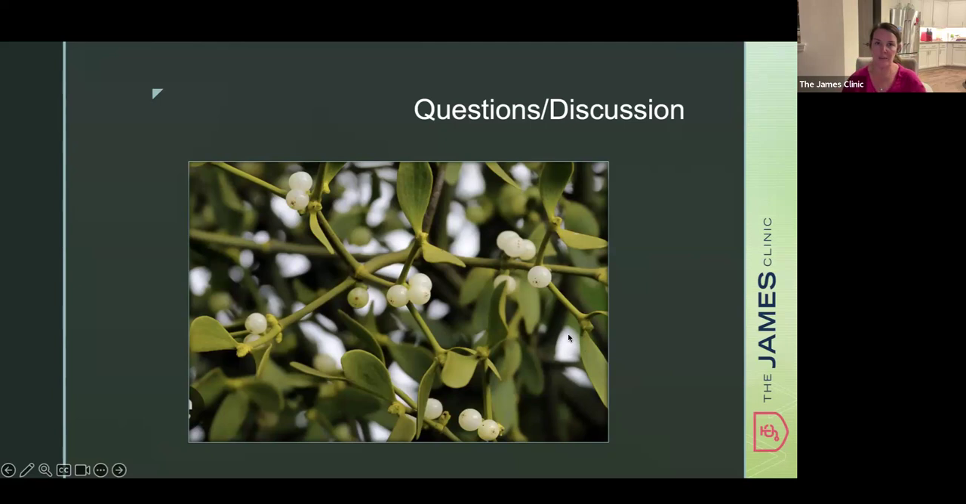Brain cancers are highly metabolically sensitive. So I wouldn't just go out and willy-nilly inject mistletoe therapy. First of all, I would get the metabolic piece on track, and you want to use a specific preparation of mistletoe that's not going to cause as much swelling to start with.